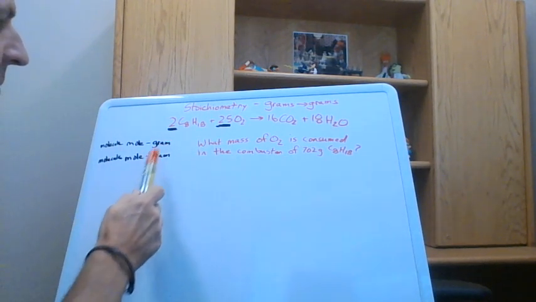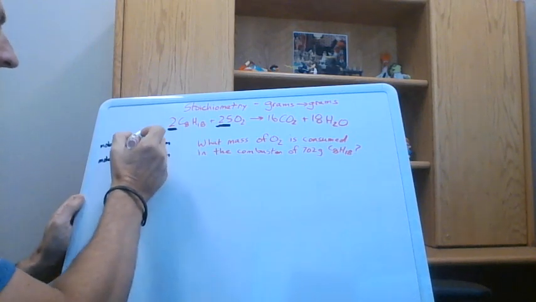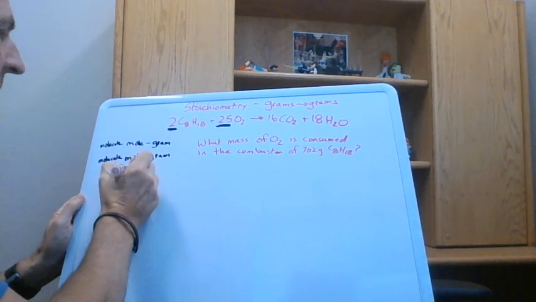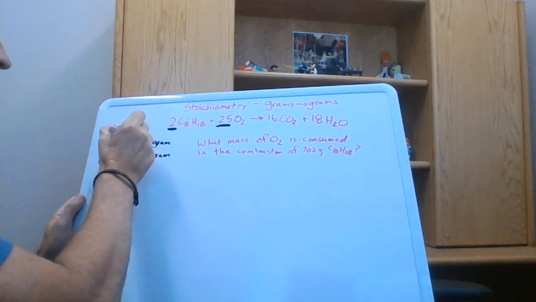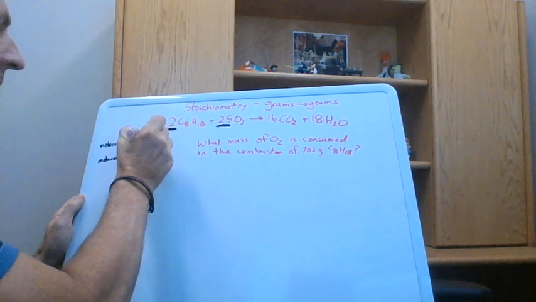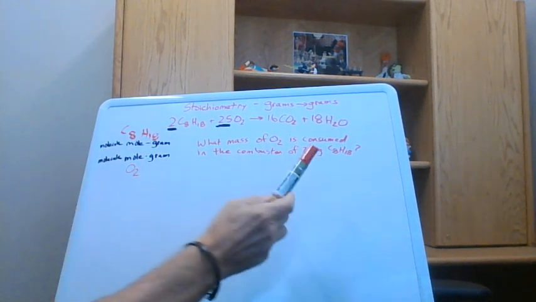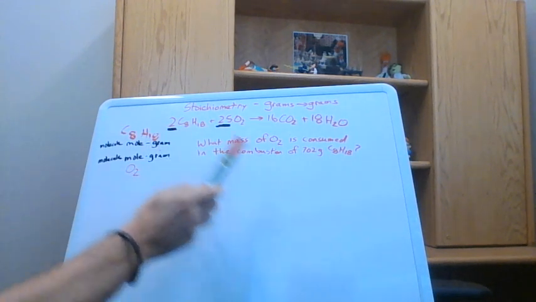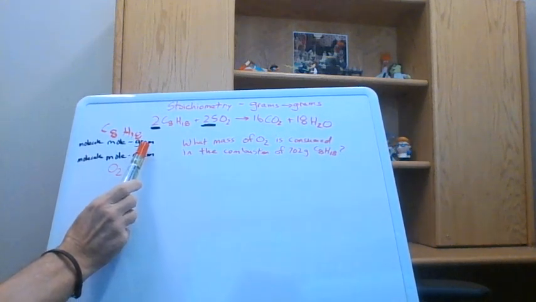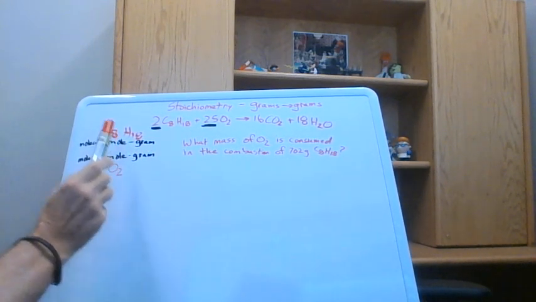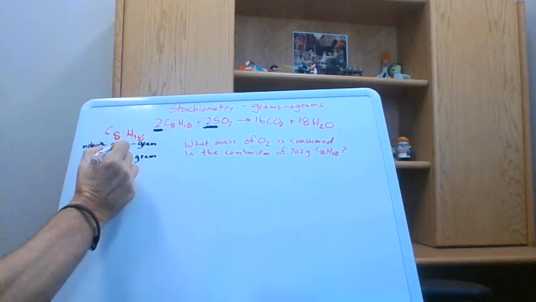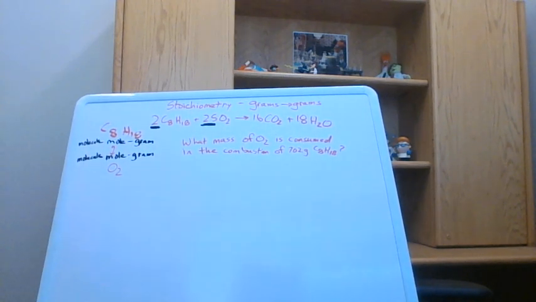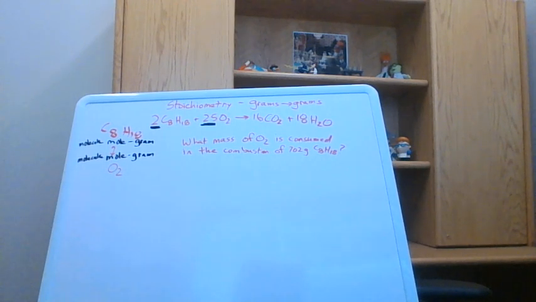So if we start with grams of something, and let's say that this is our mole map of oxygen down here, and this is our mole map of propane up here. This question is saying we're starting with 702 grams of propane, of octane, not propane. And so if we have grams of octane, we can go to moles of octane. And again, those stoichiometric coefficients allow us to go from one mole map to the other. So if we have moles of octane, we can go to moles of oxygen. Then once we have moles of oxygen, we can go to grams of oxygen.